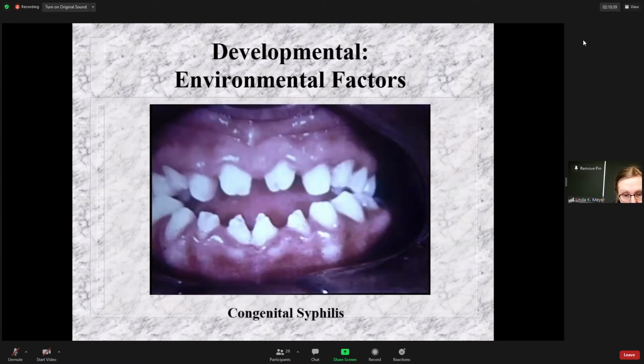Okay, and here is an example of congenital syphilis. They have abnormal incisors that develop. They're said to have a sharp incisal angle that resembles screwdrivers, so they've been referred to as screwdriver incisors. The bacteria that causes syphilis affects the normal tooth development. So that's an example of another environmental factor.